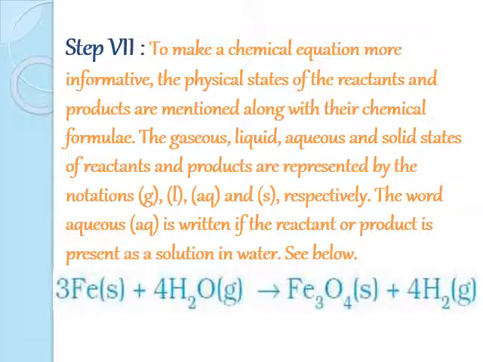While writing a chemical equation, we must write the physical state of the reactants and products also. For gas, liquid, aqueous solution and solid state, reactants and products are mentioned with their state of matter: G for gas, L for liquid, aq for aqueous, water soluble, and S for solid. So we can see iron represented as 3 Fe in solid form, water molecule in gaseous form, ferric oxide in solid form, and hydrogen in gaseous form.